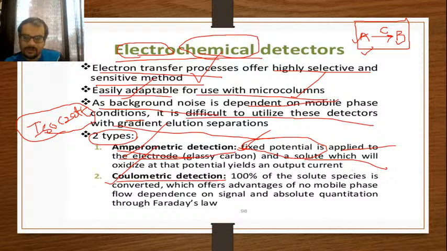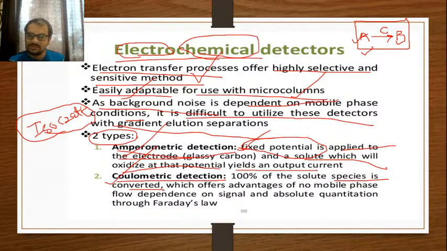The amperometric detection system involves the fixed potential. Now the solute which will be oxidized at that potential yields an output current. Whatever the constituents may be, the amount of solute that gets oxidized at that fixed potential forms the output. But in case of coulometric detection, 100% of the solute species is converted. That means it involves variable potential. Not most of the solute but the whole of the solute will be oxidized at the detector, and you will get excellent results as compared to amperometric detection.